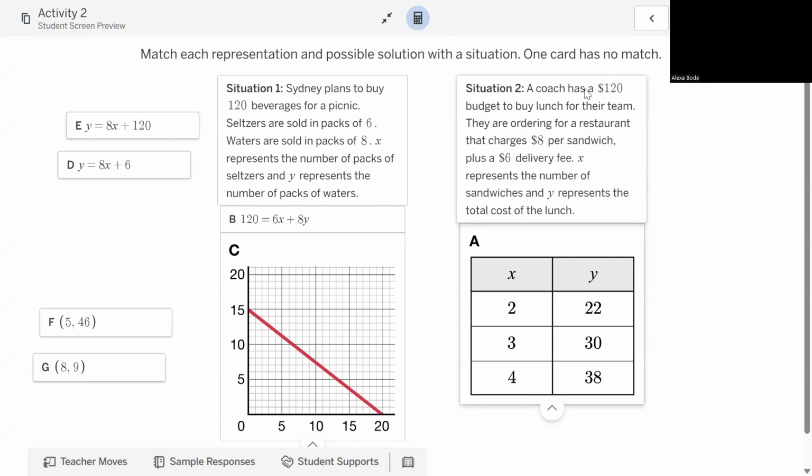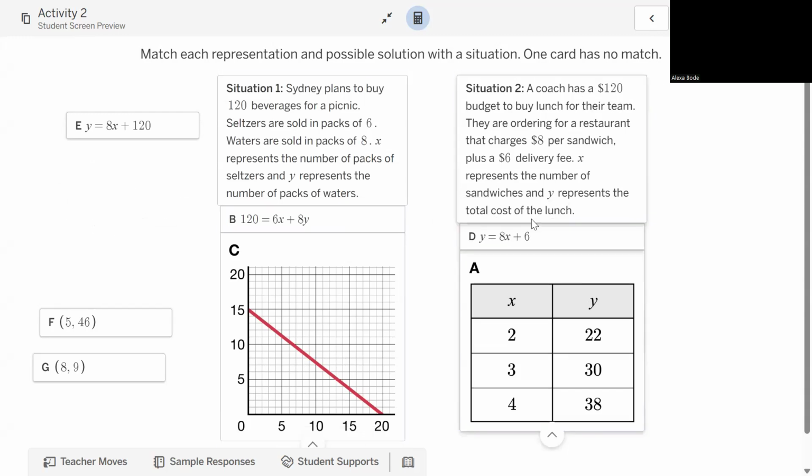120 is the total amount that she has able to buy. $6 is that initial fee. So it's actually this y equals 8x plus 6. And we can put 120 in for y to see how many sandwiches she could buy. Okay? So that 120 has nothing to do with the equation or the graph or the tables. That 120 is kind of like the end amount. It's like the amount that she has to stop at when trying to figure out how many sandwiches to buy. So this one up here, E, does not belong to either of them.